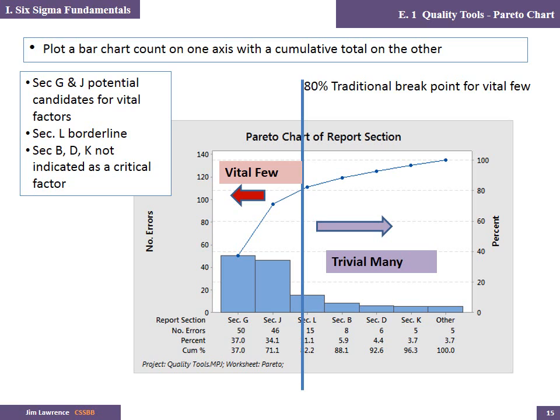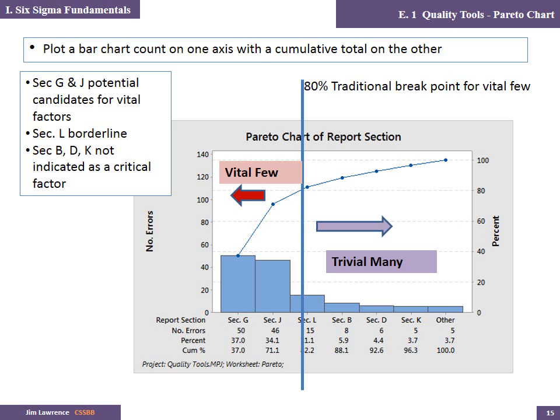Now the traditional breakpoint to consider factors to be the 20% of the factors that are causing 80% of the effect is 80%. That's the Pareto principle. So we see there at section L, with the errors of around 18 or so, it's starting to accumulate to about 80% of all the errors. And that's called the vital few, or those are the factors that you want to focus on. And then you have the trivial, or sometimes called useful many. If you're talking about people, you talk about the useful many. If you're talking about inanimate objects, you have the trivial many.